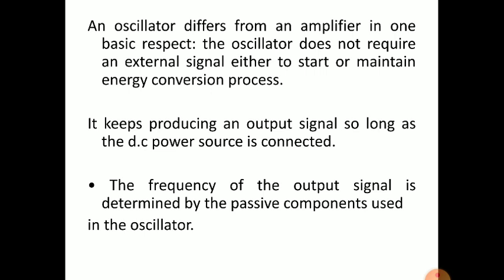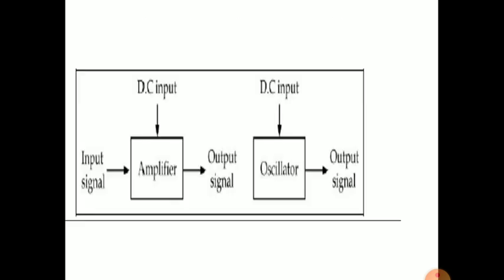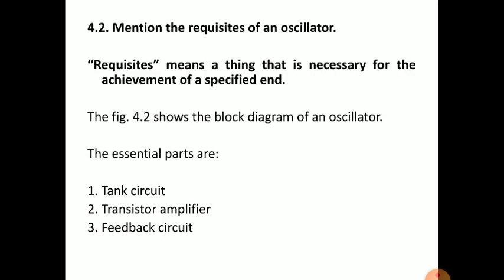So the difference between an oscillator and an amplifier can be understood from this block diagram. For the amplifier, we have an input signal, and we get the output signal by applying the DC input. But in the case of an oscillator, we do not give any input signal, but we get the output signal from the applied DC input. Mention the requisites of an oscillator.